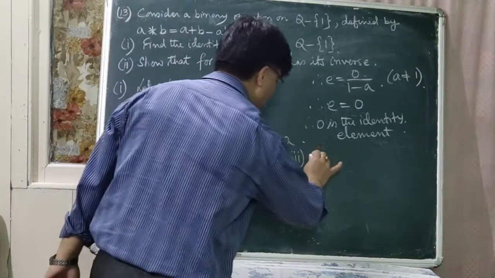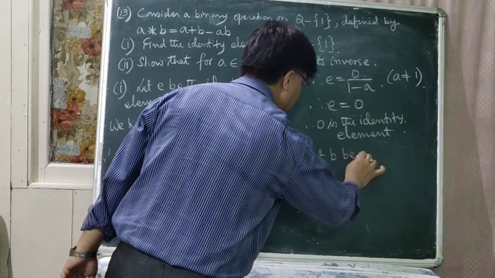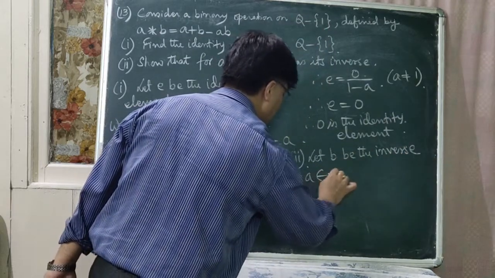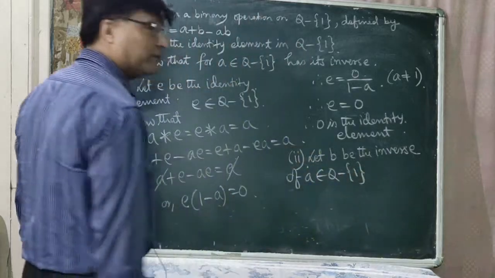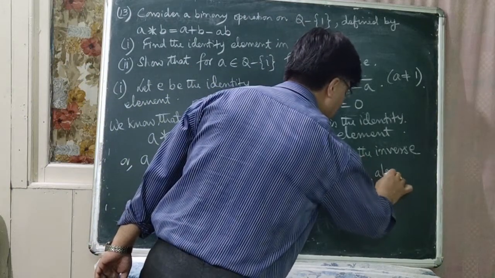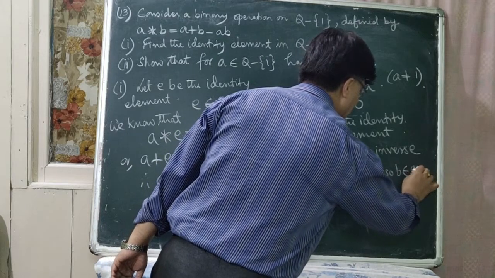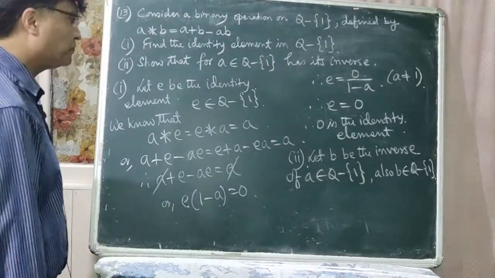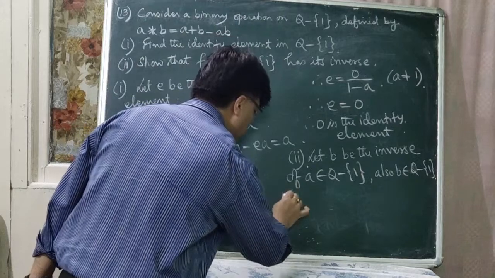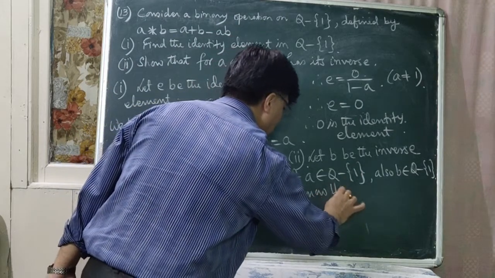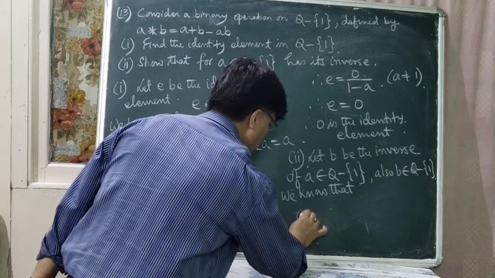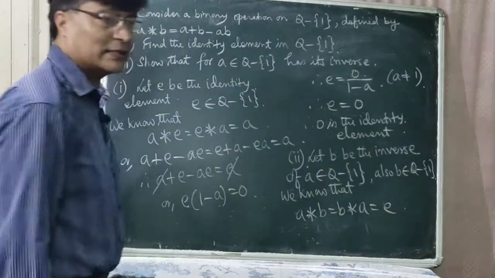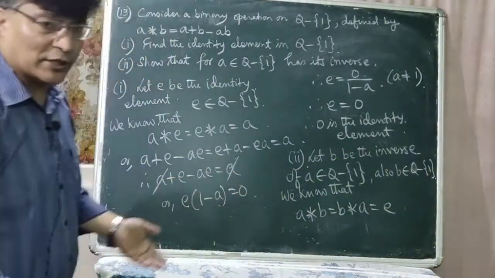So now let us suppose that let B be the inverse of A. Let B be the inverse of A that belongs to Q minus 1. And also B belongs to what? So B should belong to Q minus 1. Okay, so let us find it now. So by definition of inverse, we know that A star B is equal to B star A is equal to E, right? So in this case, B is the inverse of A.